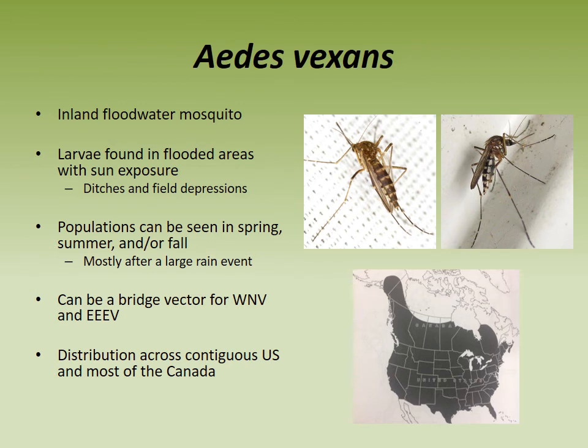Aedes vexans, the inland floodwater mosquito. Larvae are found in floodwater areas with sun exposure. Populations can be seen in the spring, summer, and fall. It really depends on the rain events, but sometimes you can have a year with very few, sometimes you can have a year with a lot. Bridge vectors for West Nile and Tripoli, and then the very wide distribution across North America.